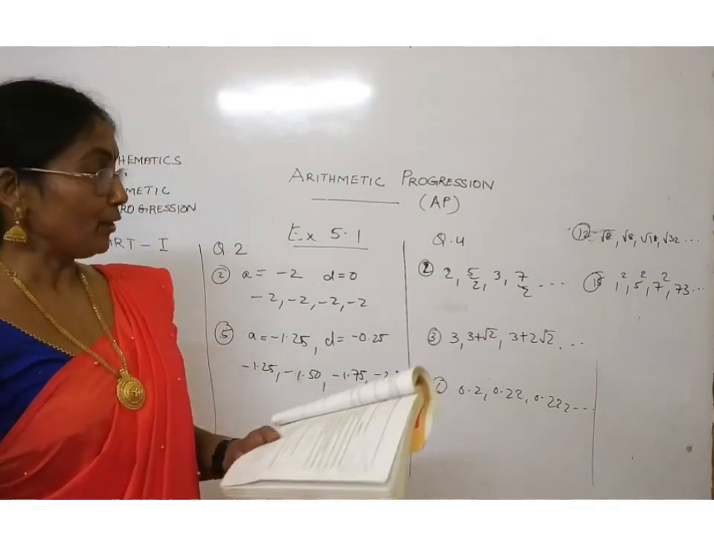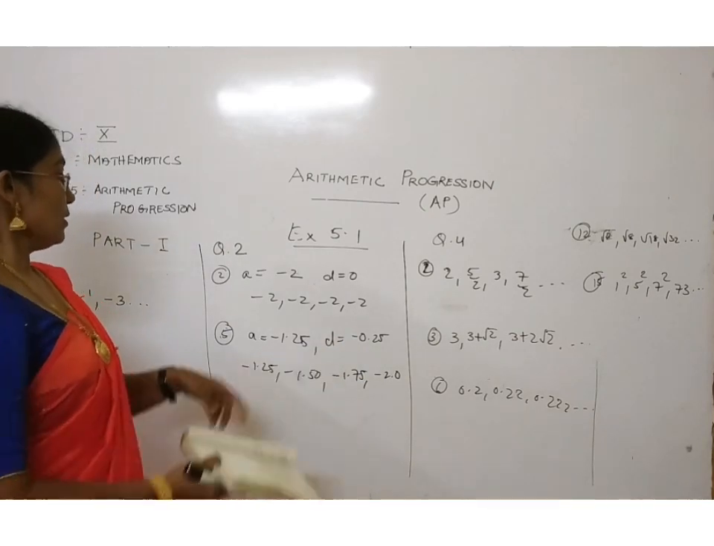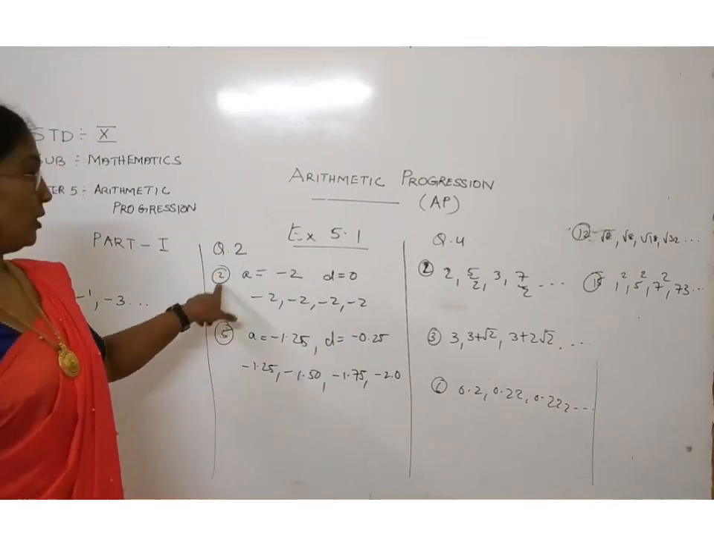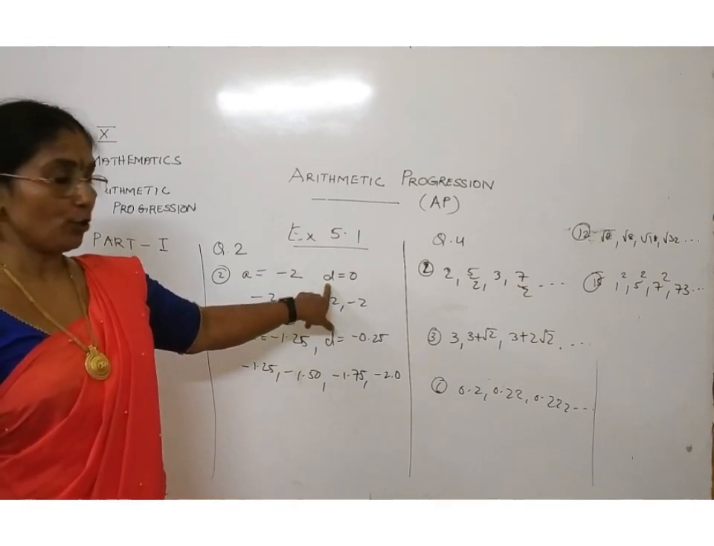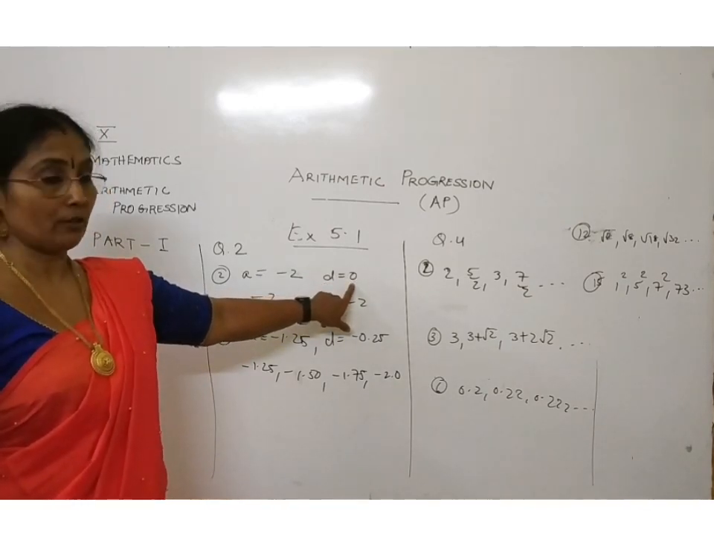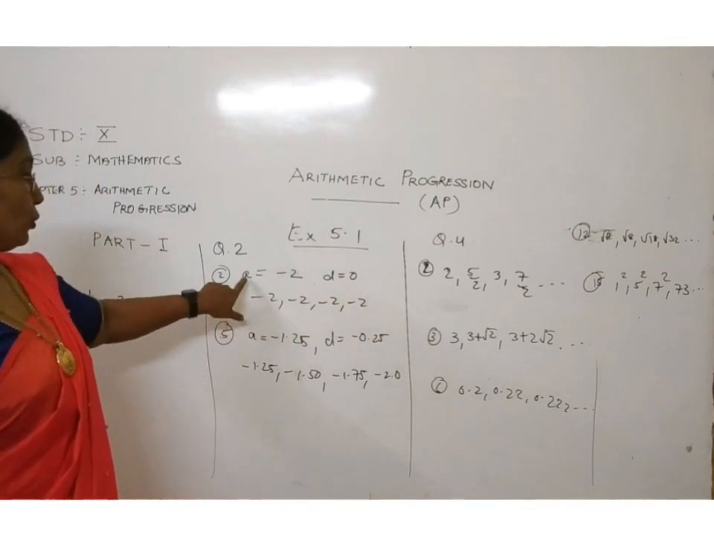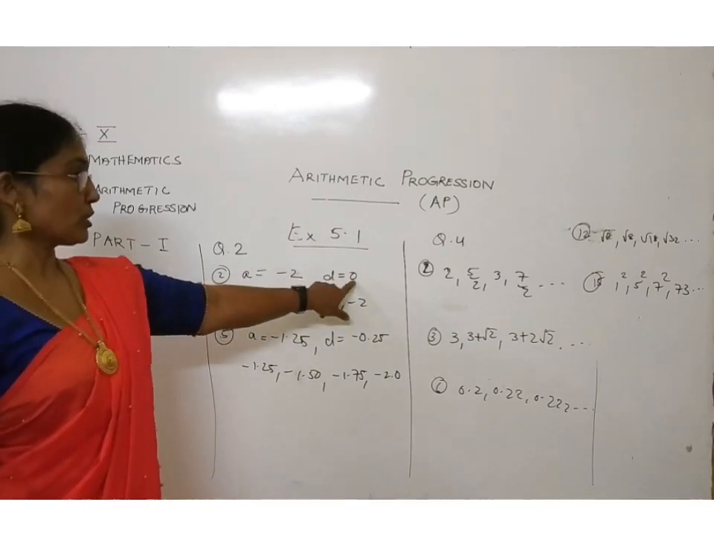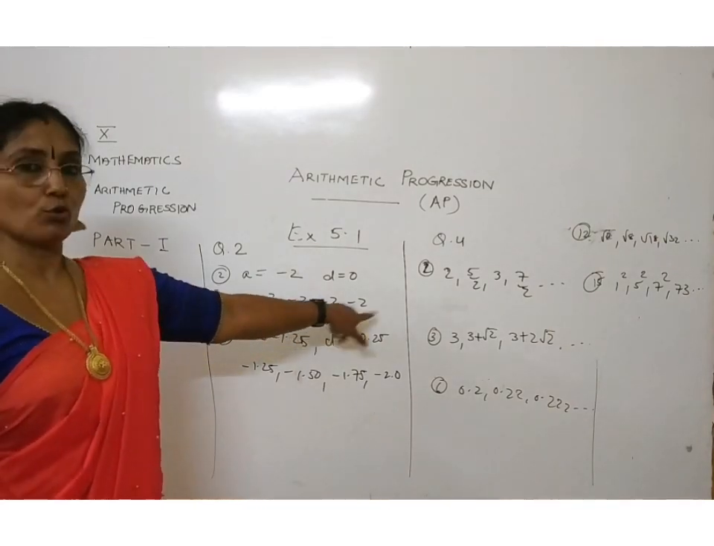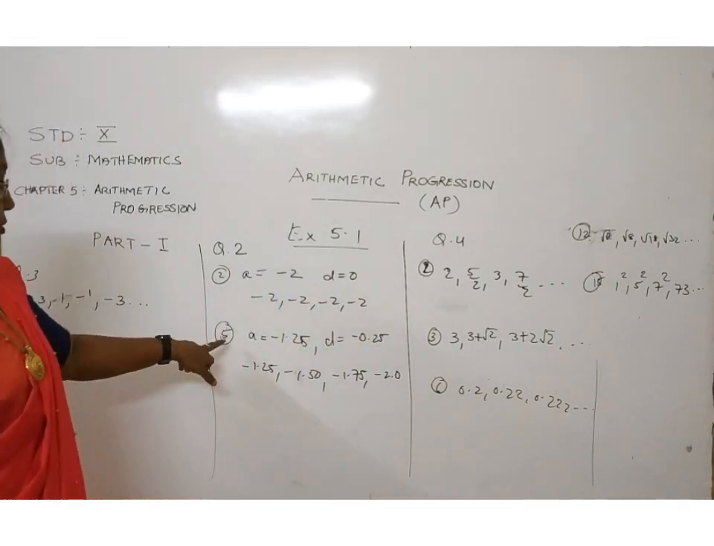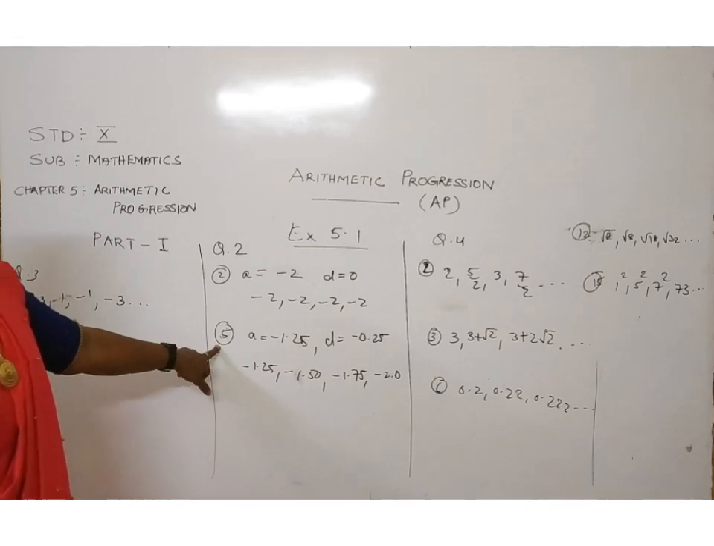First term is given and common difference is given. That means question number 2, I wrote here. A is given as -2, and the common difference, that means which number should be added to get the next number, is already given as 0. So here you know that there is no change because the difference is 0. The series of numbers will be -2, -2, -2, -2. Is it right?